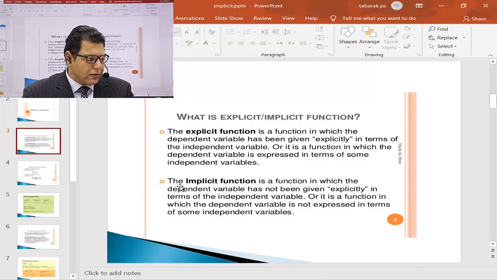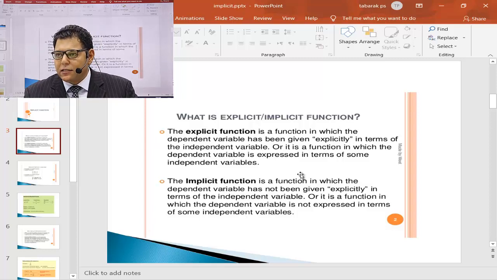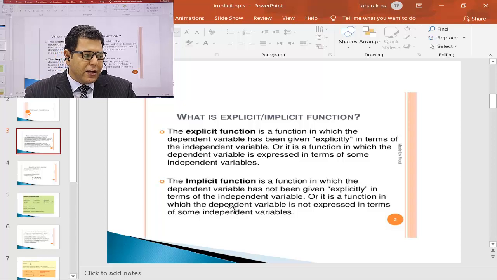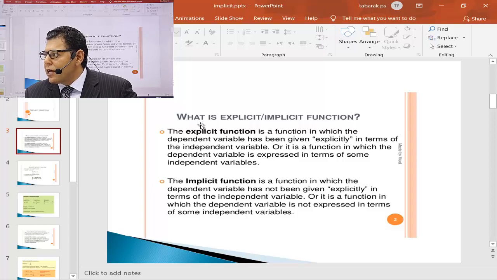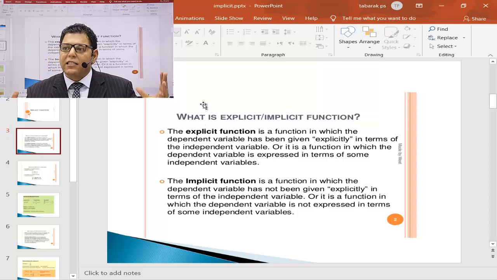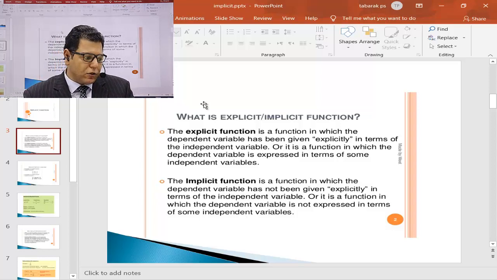So here we have the concept of the explicit function and the implicit function, but it's very easy. An explicit function is y in terms of x, or y in terms of t, where y is the subject in terms of another variable. But what about an implicit function? When an equation contains two variables, but neither of them is given explicitly in terms of the other. That means I have x and y together, and I cannot make one of them the subject.